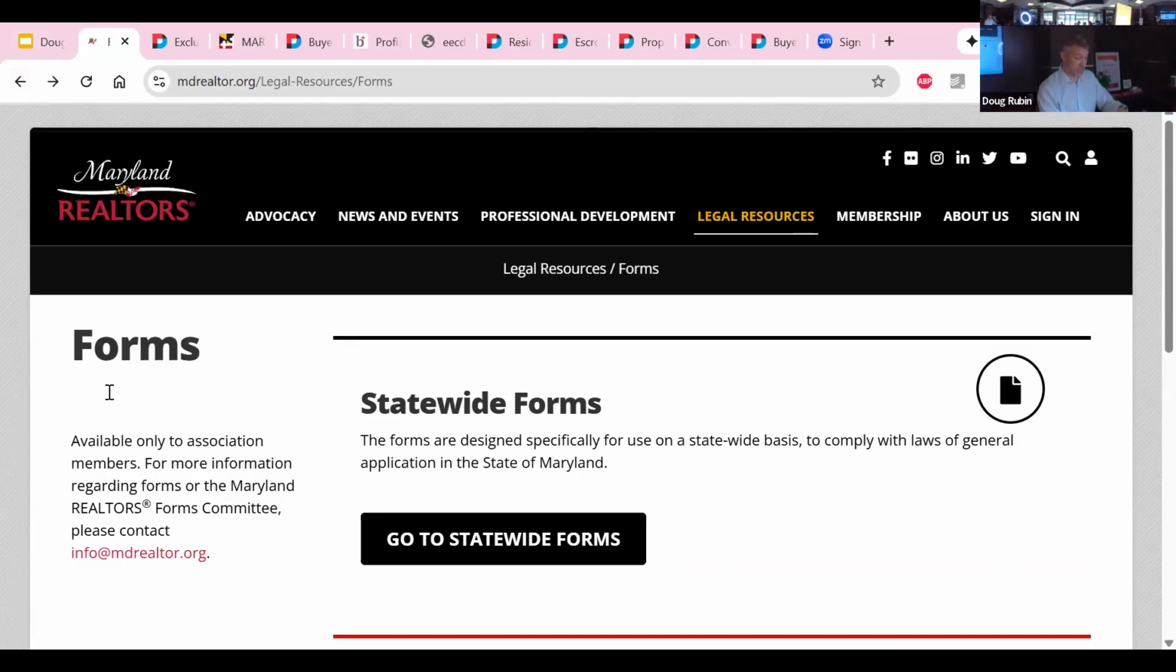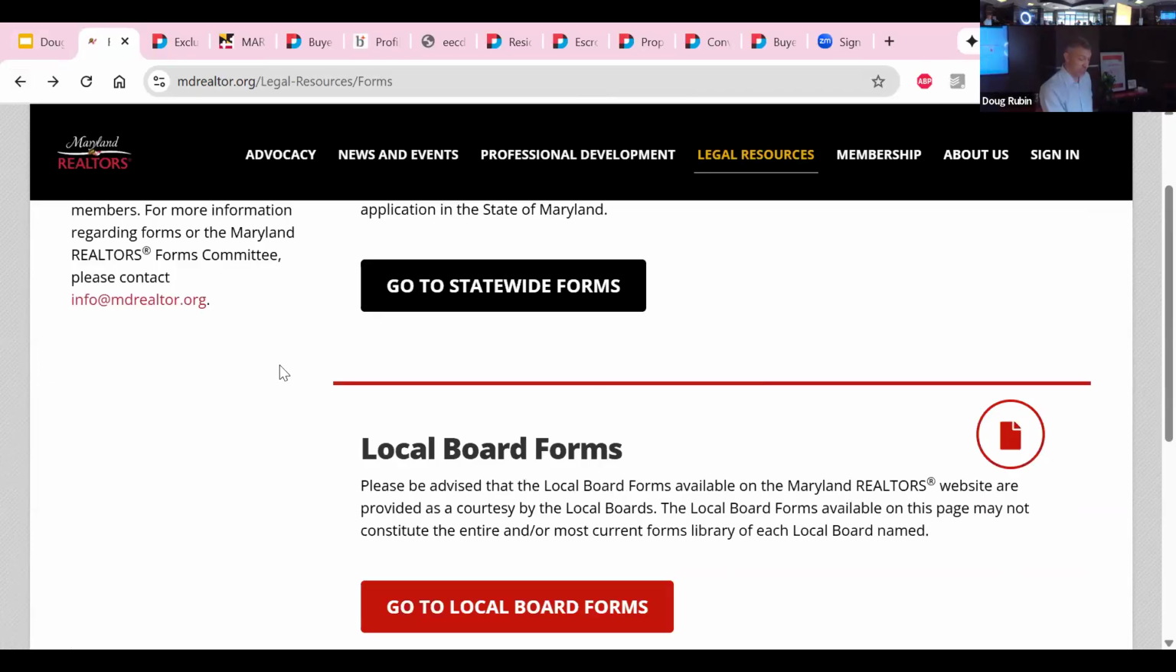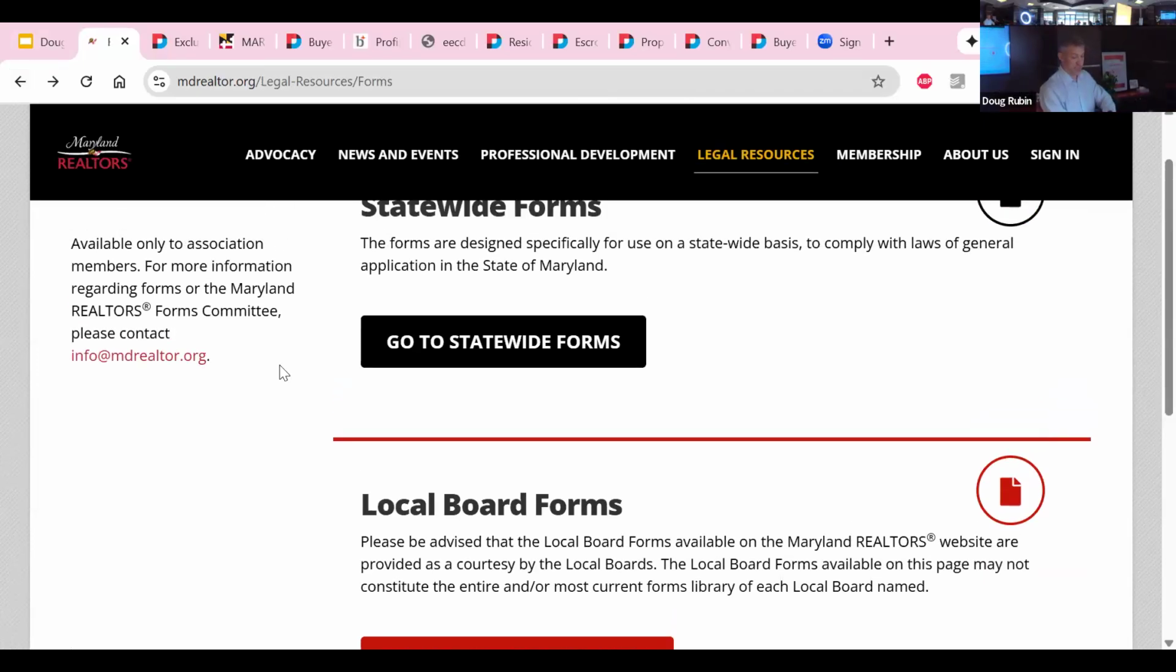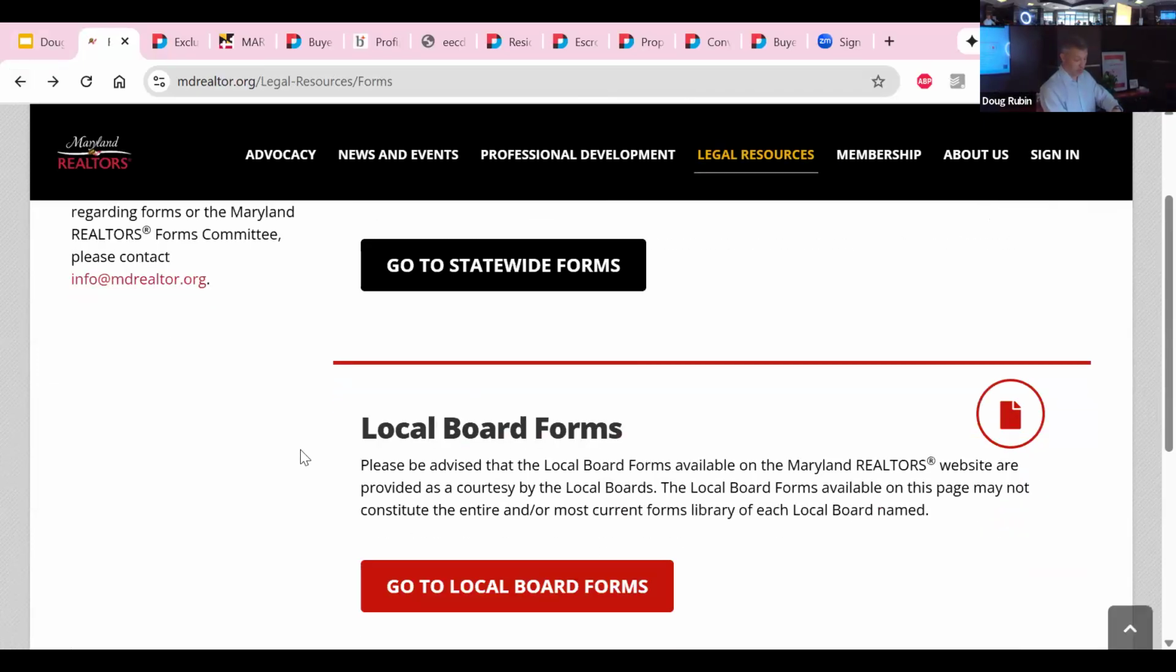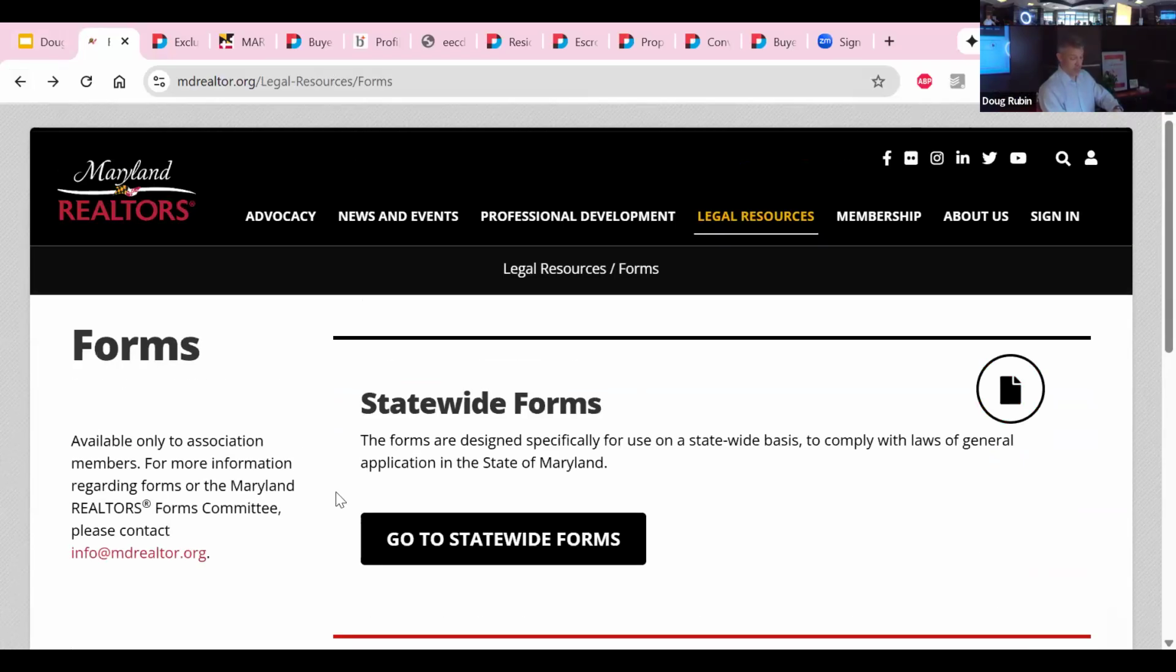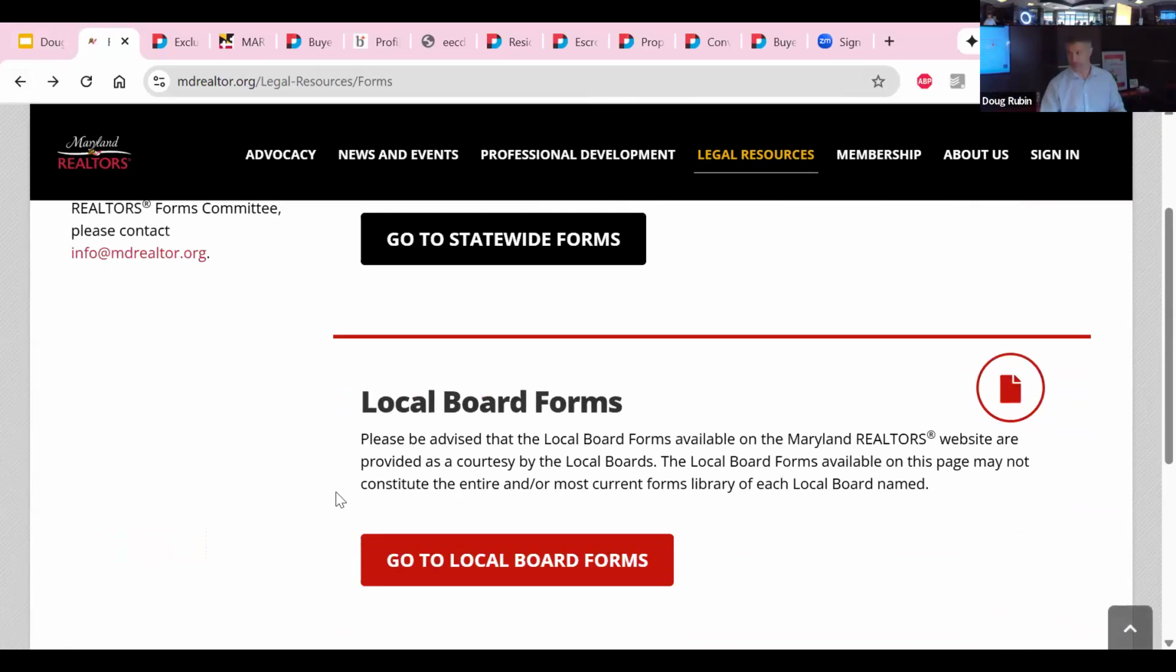So when you go to the forms section within these legal resources, they actually provide a couple of different links here. They provide something for local boards and they provide the statewide forms. I would expect pretty much everybody here is a member of a local board, okay?